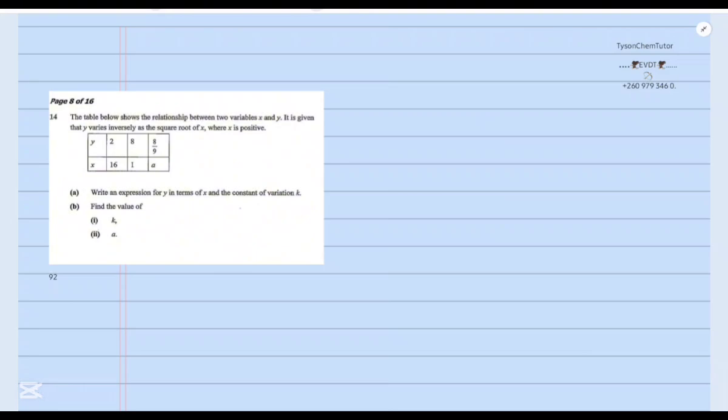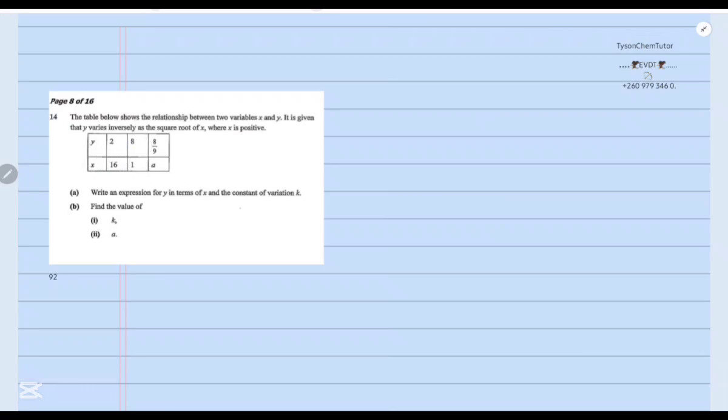We have the table there. This is y, and this is x. In the y variables we have 2, 8, and 8/9. In the x variables we have 16, 1, and a. That's our table.